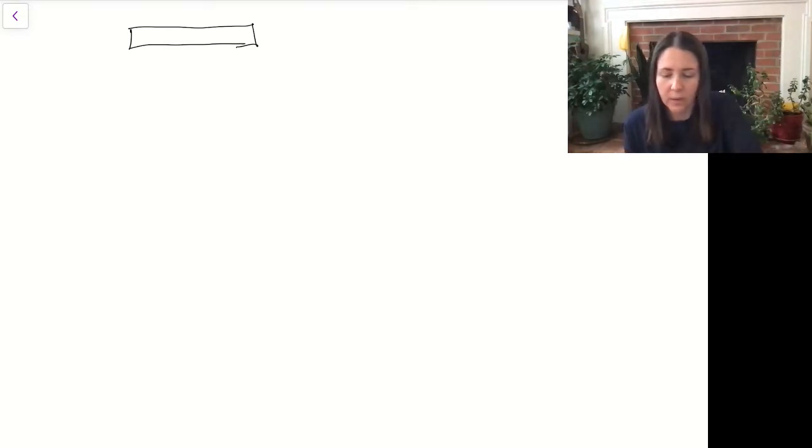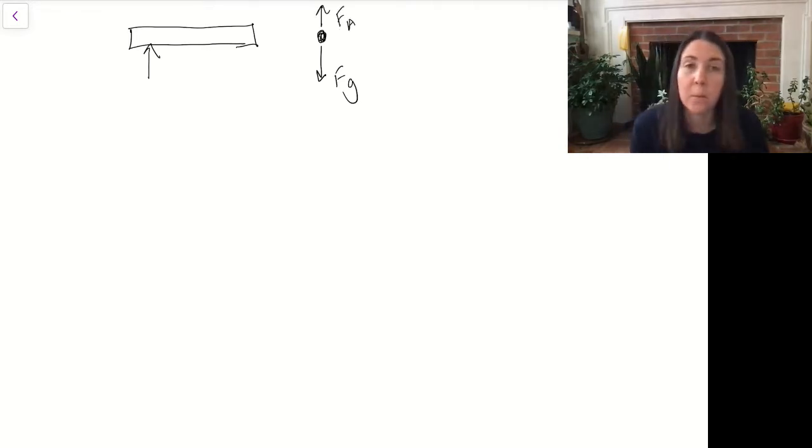So if somebody was pushing up on it over here and gravity's pulling down on it, we would just draw our free body diagram as a dot, with the force of gravity going downward and this applied force going upward. But now we actually care where those forces are applied. Why do we care about that? It has to do with equilibrium.